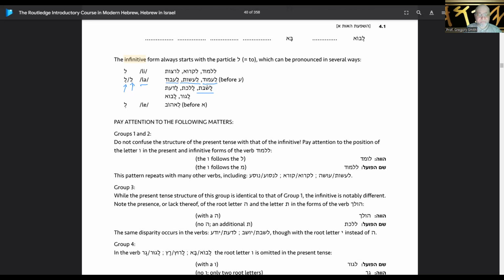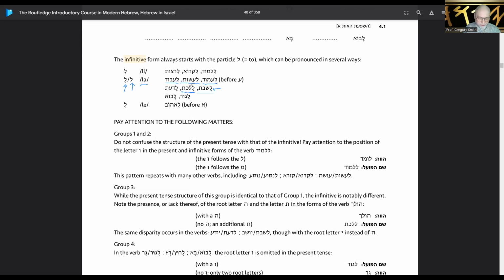Looks like this might be lashevet, maybe. Lashevet. To sit down, it comes from yashav. This is part of the yashav shoresh system. לשבת, lashevet, to sit down, comes from the root yashav.